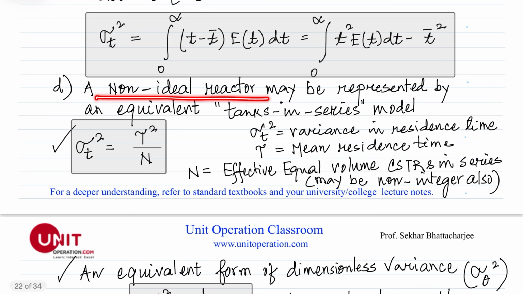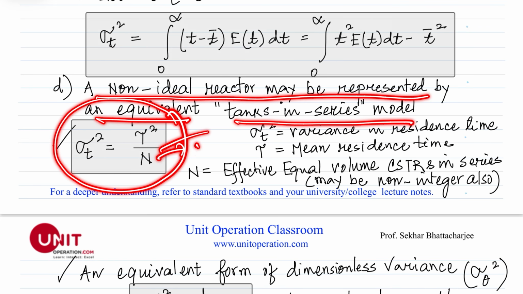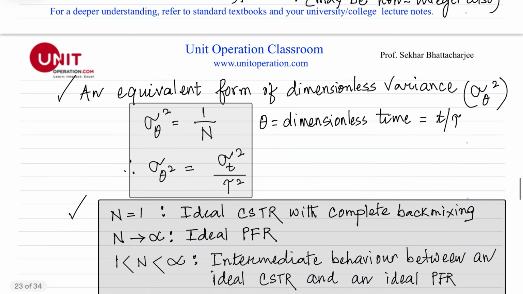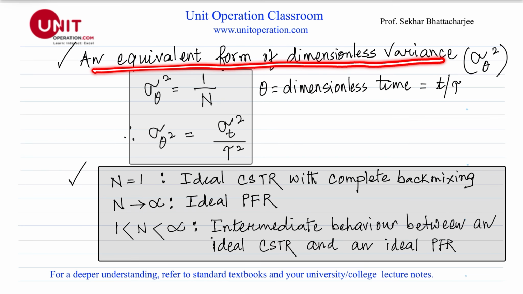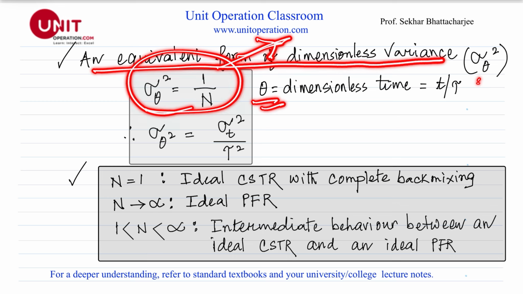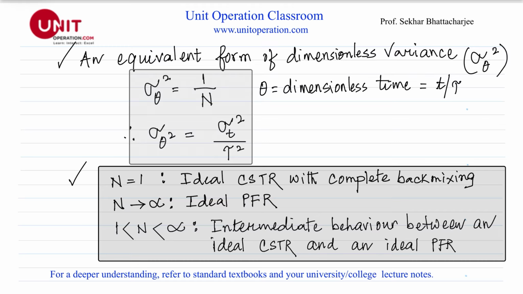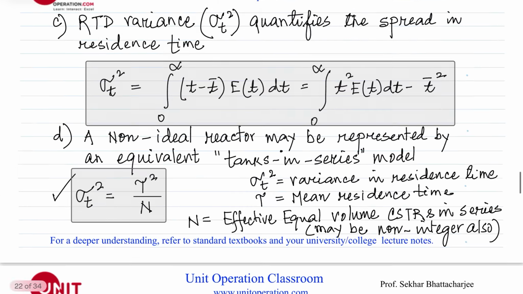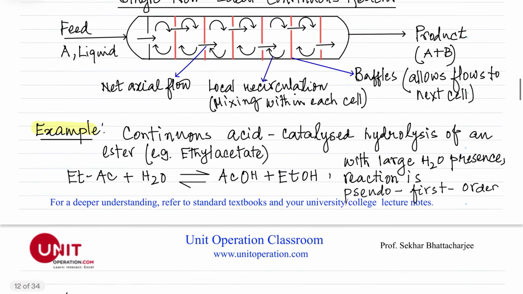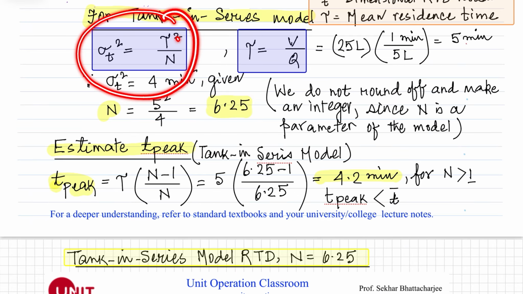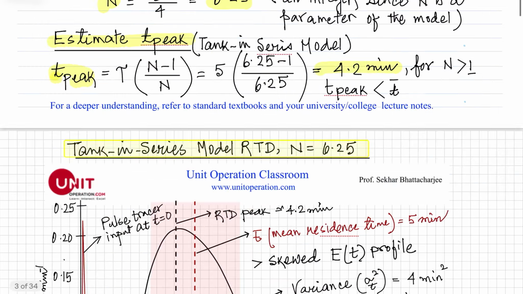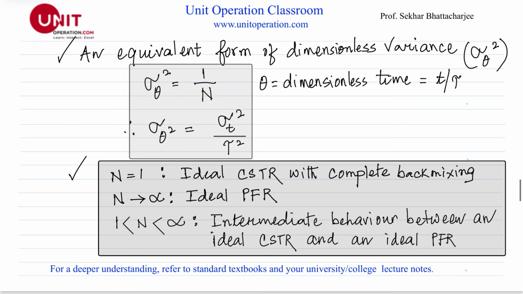A non-ideal reactor may be represented by an equivalent tanks-in-series model using this equation, and we calculate the value of n equal to 6.25 from this problem. An equivalent form of dimensionless variance, which you can see sometimes in the books, is given by this equation, where theta is dimensionless, which is t over tau. So basically, these two are the same. In some books you might see this one right here, whereas in our solution we used this one. There's an extra tau here because tau comes from making the residence time dimensionless right here.